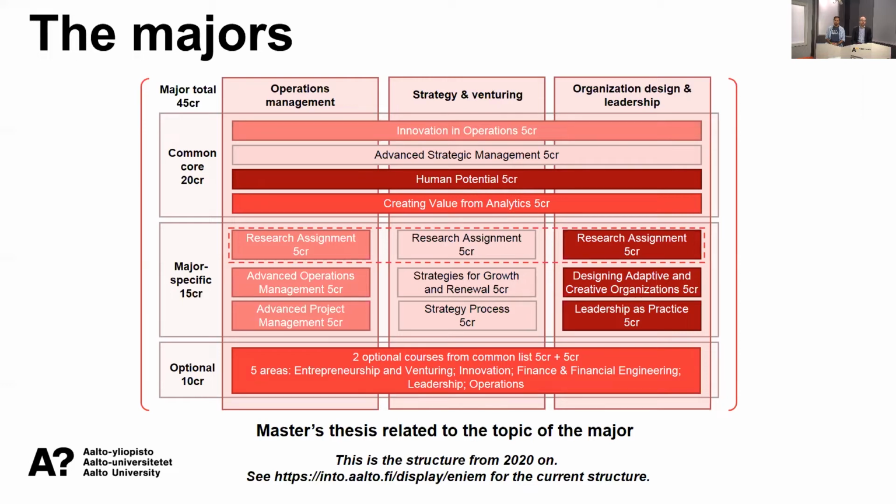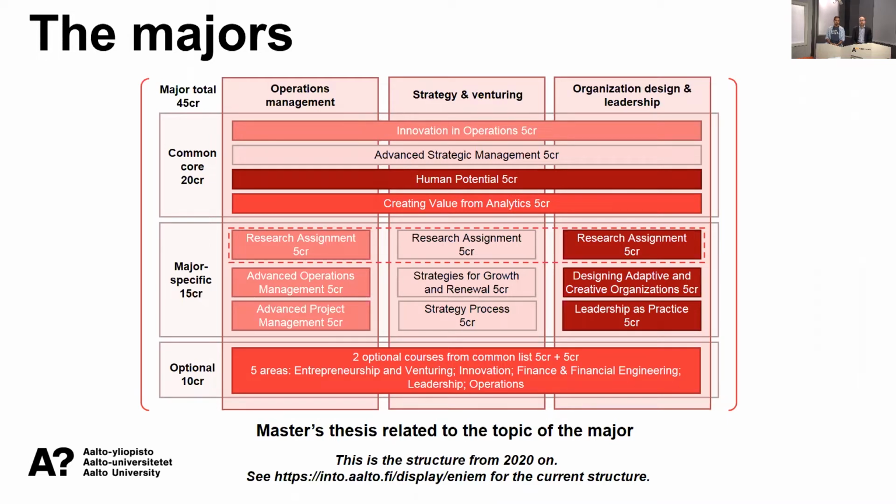Then for each of the 3 majors, there are 2 additional major specific core courses. So for operations management, we have advanced operations management and advanced project management. Strategy and venturing, we have strategies for growth and renewal, which is really about corporate entrepreneurship, and strategy process, which is more focusing on how do you analyze a strategic problem, and also how do you then build a solution, how do you present that solution to the relevant audiences.